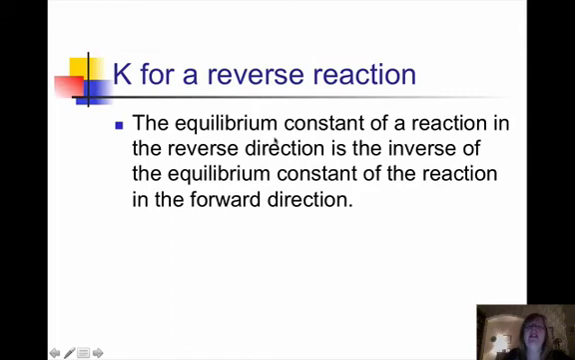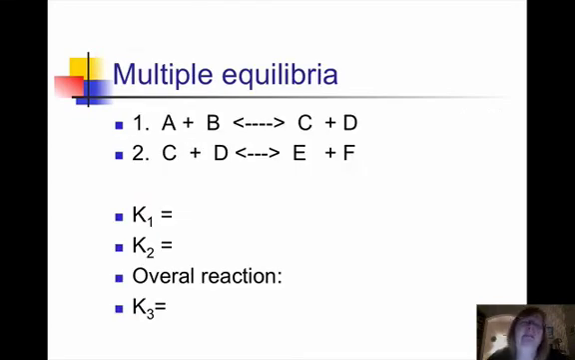So in summary, if you write a reaction in reverse, the equilibrium constant of that reverse direction is going to be the inverse of the equilibrium constant of that reaction in the forward direction. What if you have multiple equations?